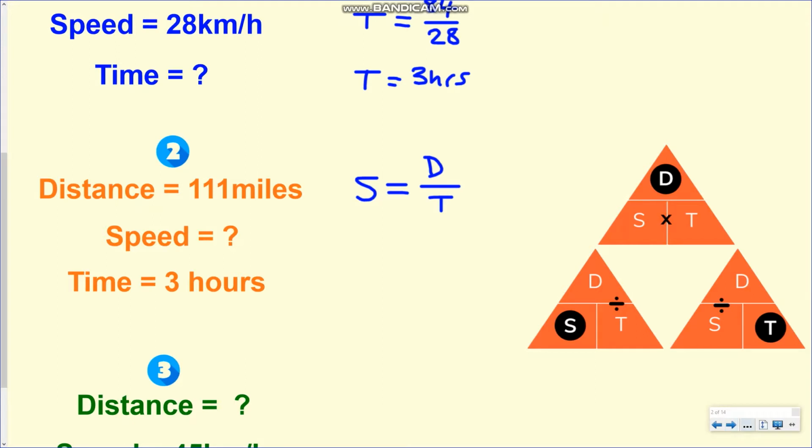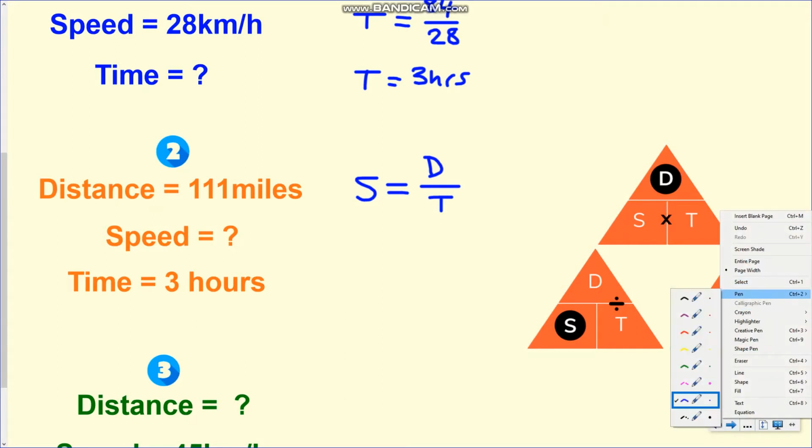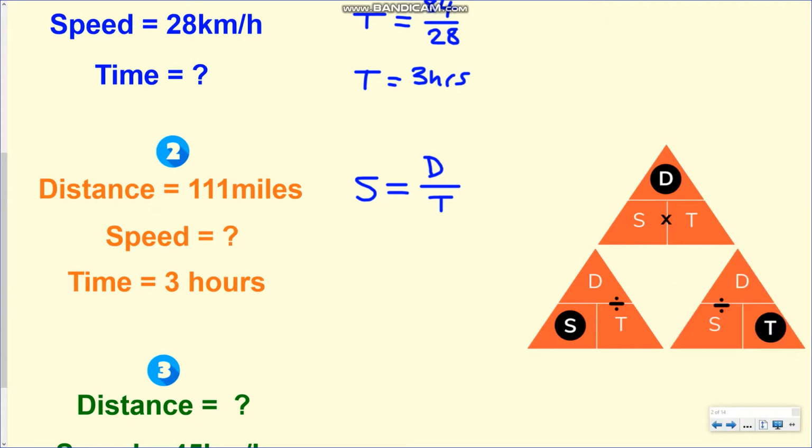Okay, in this case, again, I'm going to put in the information that I know. So speed is equal to 111 divided by 3. If I perform that calculation on my calculator, I'm going to get 37.